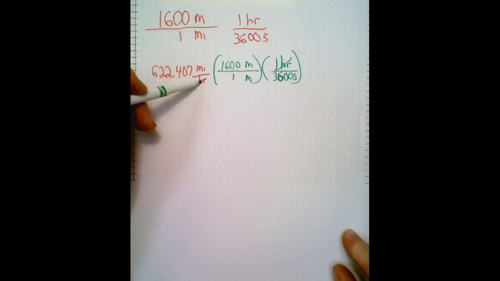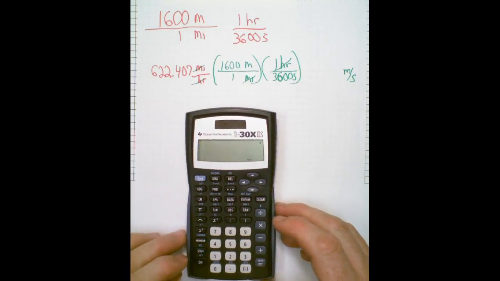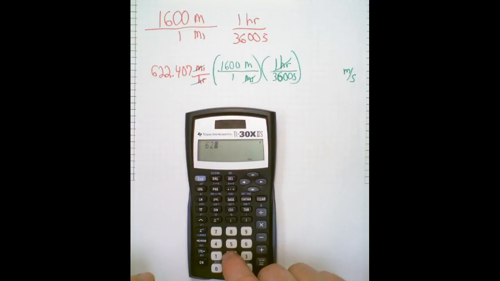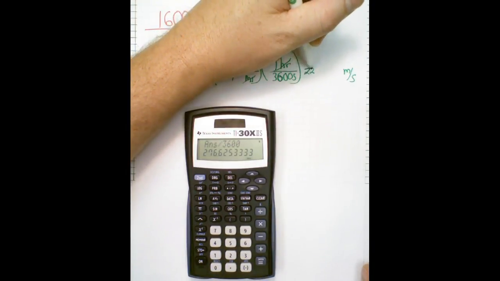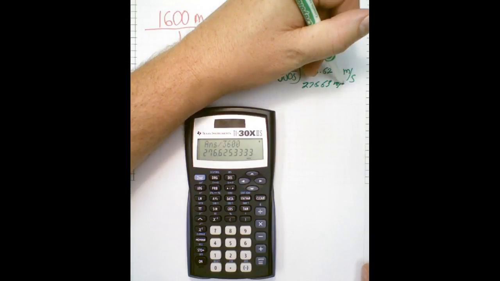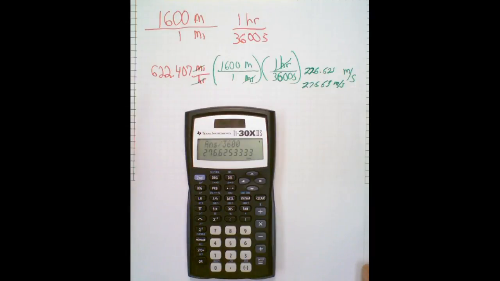At this point, pull out the calculator. 602.407 times 1,600 divided by 3,600, or 276.625. We'll call it 276.63 meters per second, just to keep this all in reason. Well, we can do this.